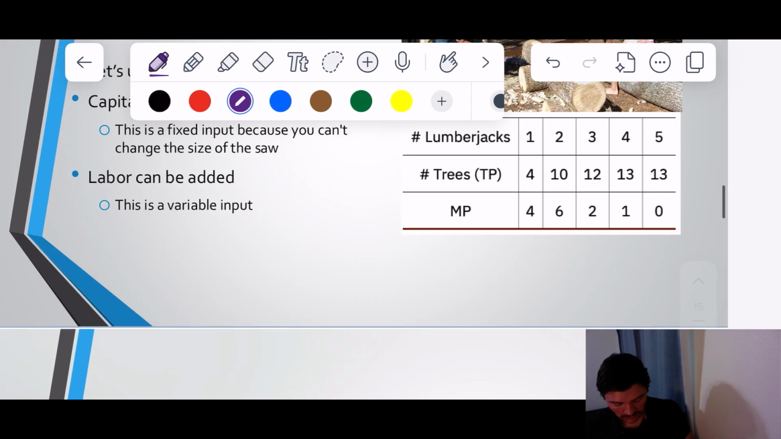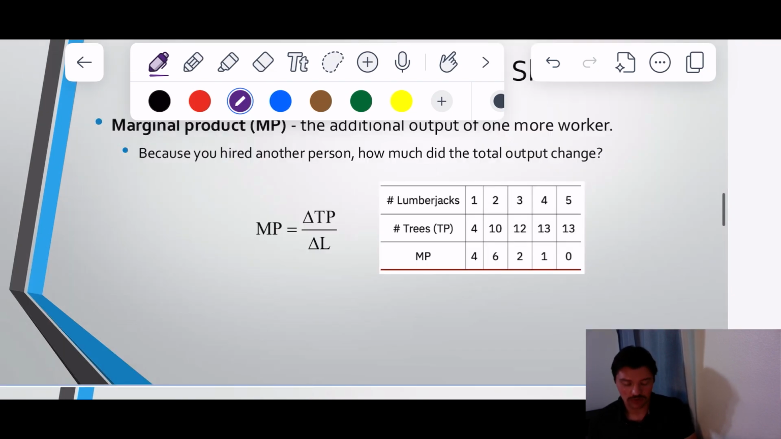MP is called the marginal product, the additional output of one more worker. Because you hired another person, how much does the total output change? Going from 1 labor to 2, we went from 4 trees to 10. Because we hired the second person, we got an additional 6 trees. Because we hired the third person, we went from 10 to 12, so it's an additional 2 trees. By adding these people, we are gaining more total product.